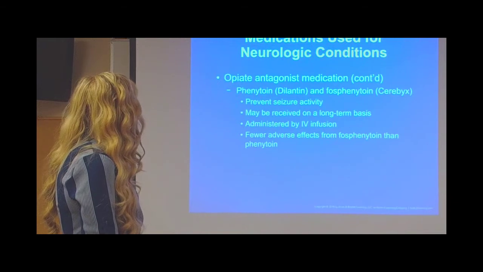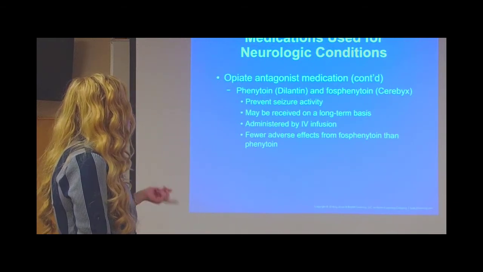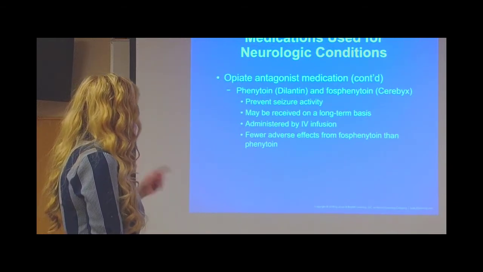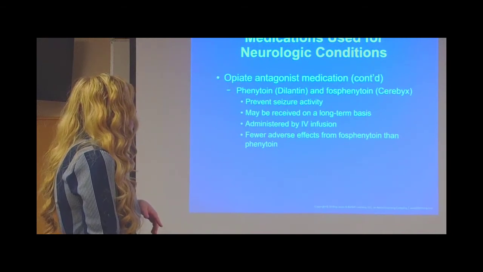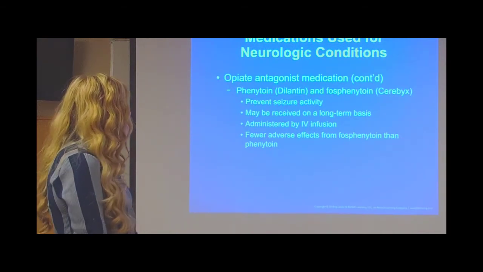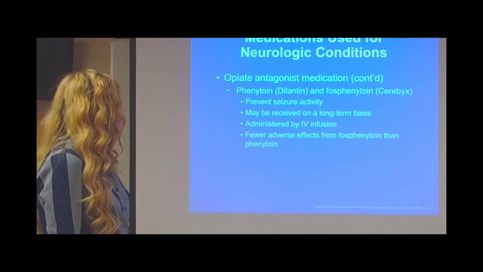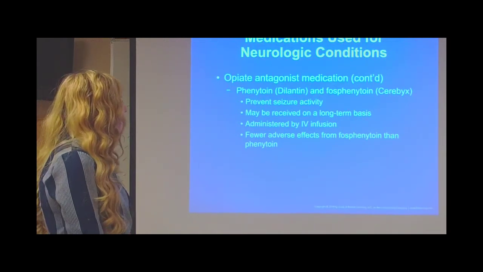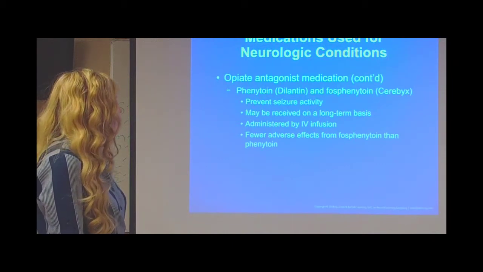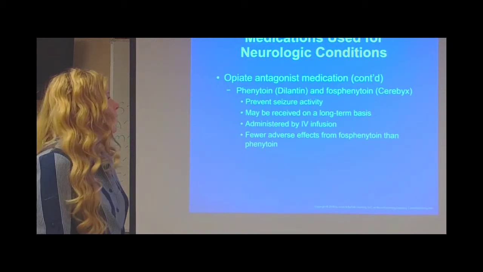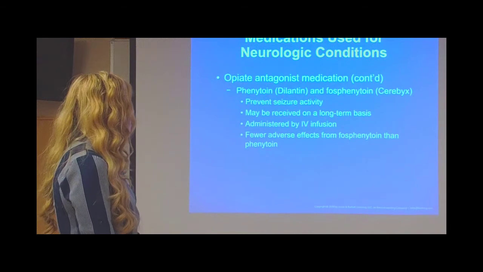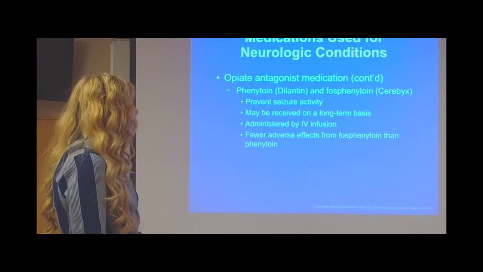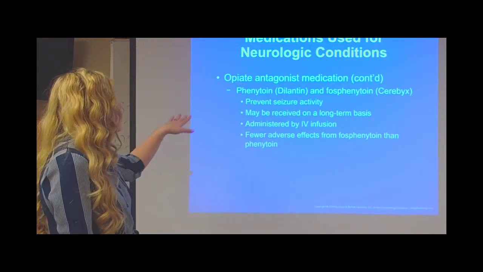On this slide, phenytoin and fosphenytoin are not opioid antagonist medications. They're a seizure medicine, and they can be received on a long-term basis or a short-term basis, and can be given by IV infusion. This drug typically has a narrow therapeutic index, and the levels need to be monitored because it can cause serious adverse side effects. But there's less side effects with the fosphenytoin than the phenytoin.